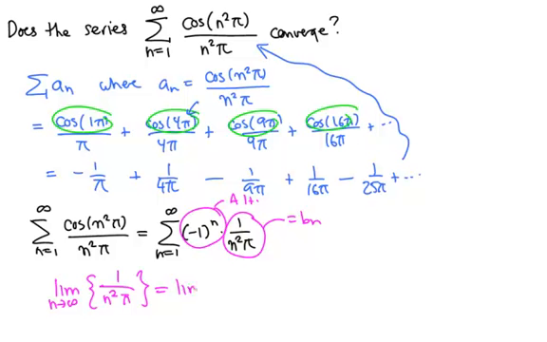But we can switch out all of the n's for x's. That gets me 1 over x squared pi. This is just a basic power function, so it has but one critical point, so we can apply any of our Calc 1 tools. We're going to get a 1 over infinity, which is a 0. And so since the non-oscillating part tends to 0, we can conclude that the series converges.